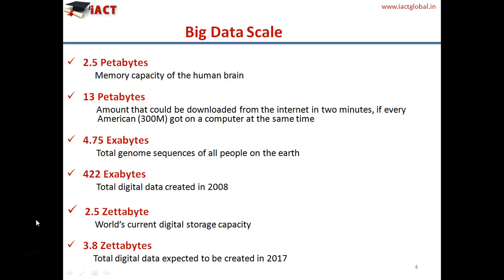422 exabytes is equivalent to the total digital data created in the year 2008. 2.5 zettabytes is equal to the world's current digital storage capacity, which is a lot. And as predictions say, 3.8 zettabytes will be the total digital data expected to be created in the year 2017.